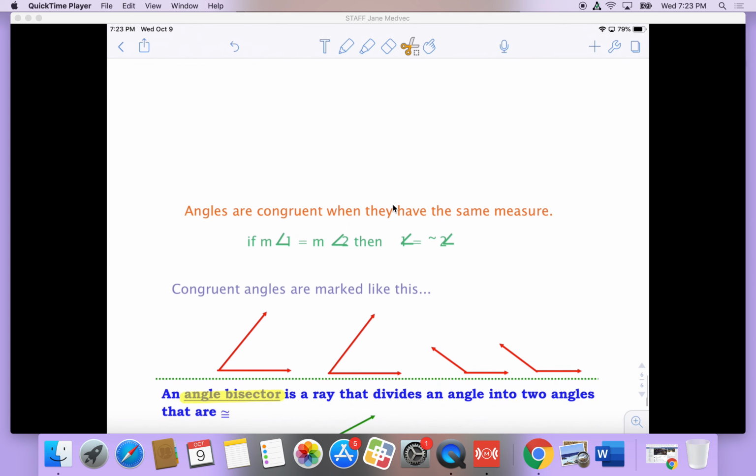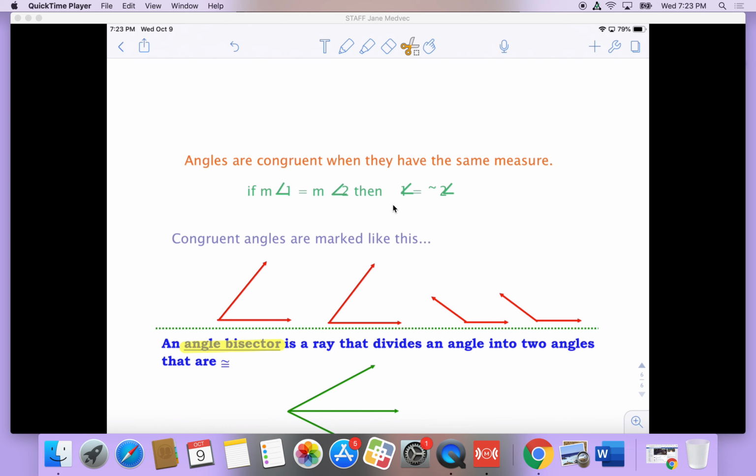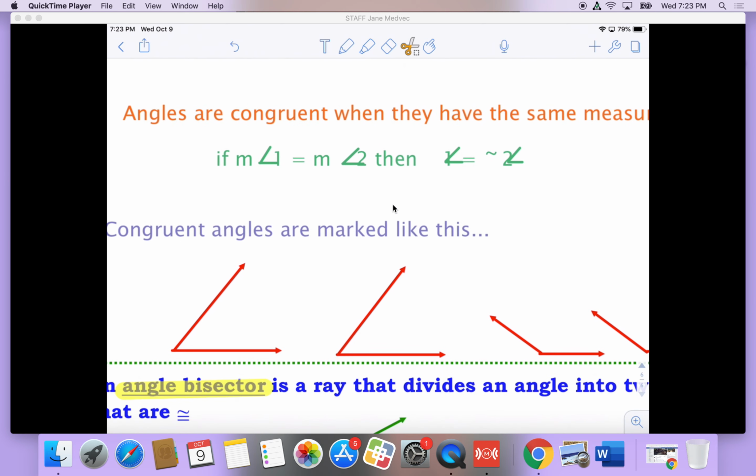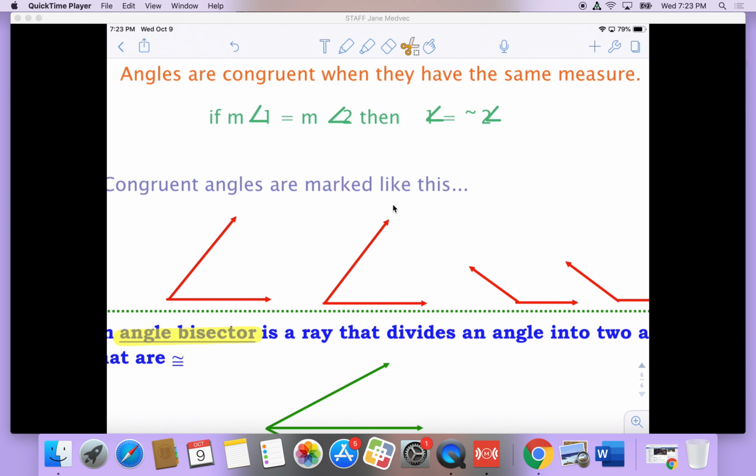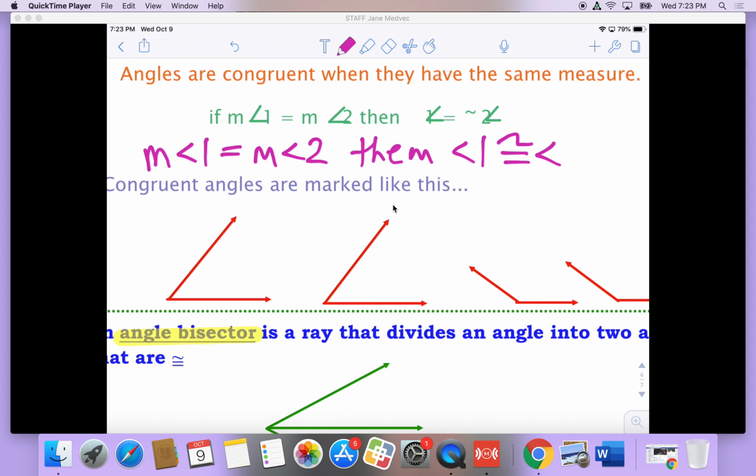All right, the next one. This looks kind of funny. I'm not quite sure why it didn't download a little bit better, but it says angles are congruent when they have the same measure. And we talked about that before with angles and side measurements. I have to apologize, it doesn't look real great. It says if I have the measure of angle 1 and that equals the measure of angle 2, then angle 1 is congruent to angle 2.